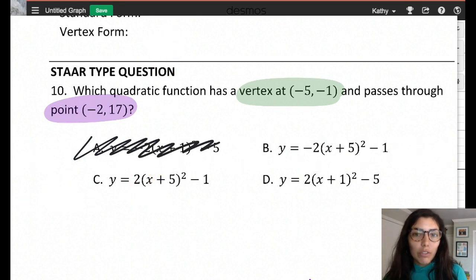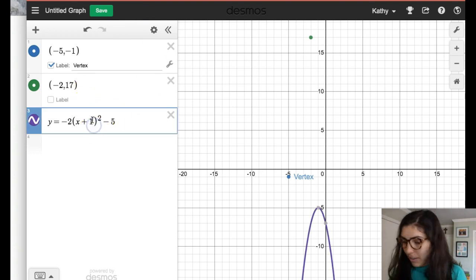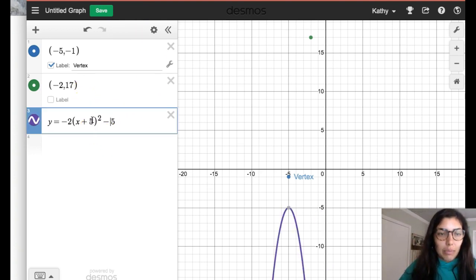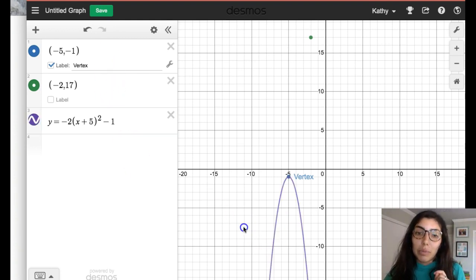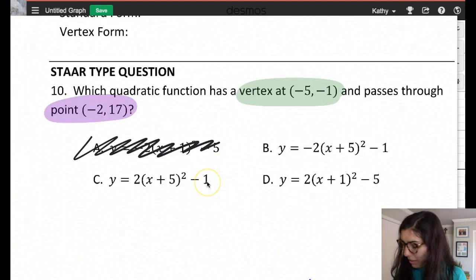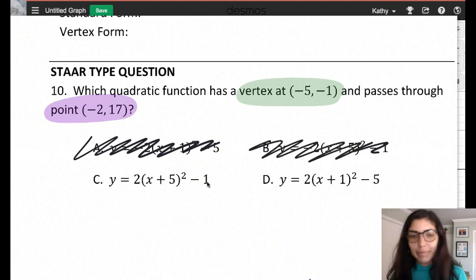Let's try B. y equals -2(x plus 5)² minus 1. Okay, so that one has the right vertex, but it's totally facing the wrong direction. It's a negative parabola when we're obviously going to need a happy parabola. So it is definitely not B.